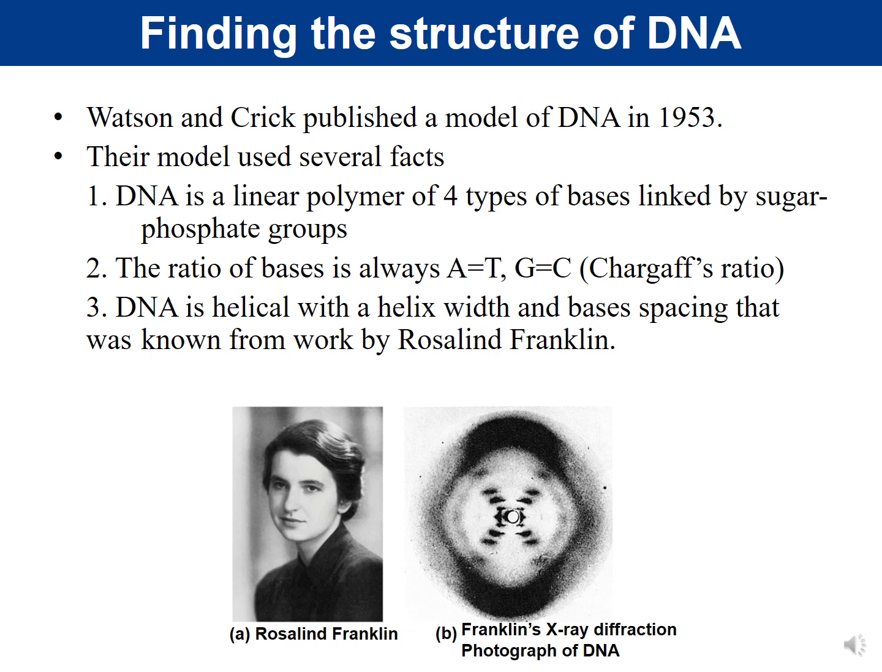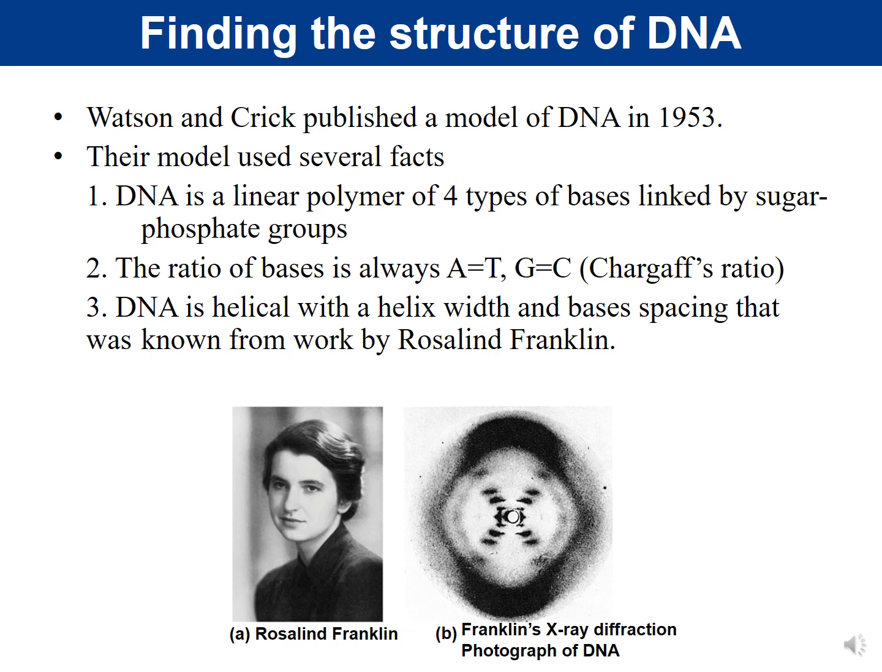So the structure of DNA was published in a model in 1953 by two scientists by the name of Watson and Crick. Watson and Crick published a paper basically proposing that DNA is a double helix. Now, their model used several facts to decipher that it's a double helix. The first is that DNA is a linear polymer of 4 types of bases linked by sugar phosphate groups.